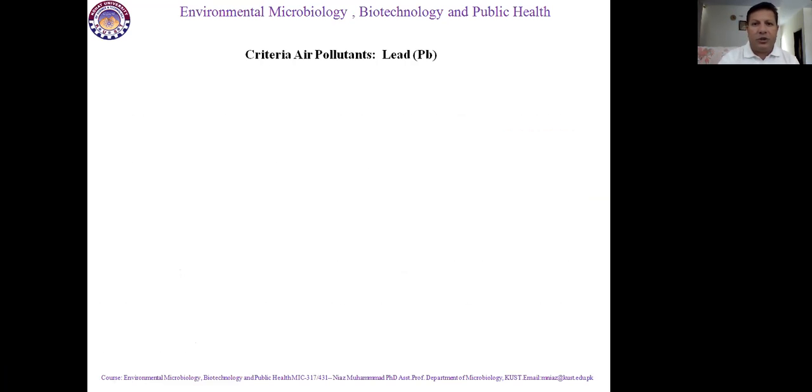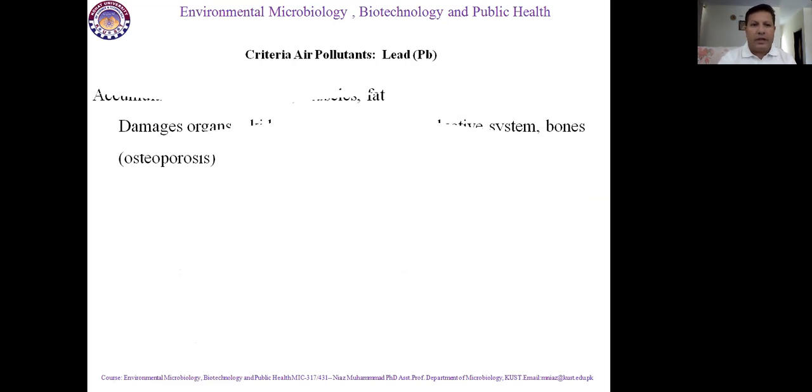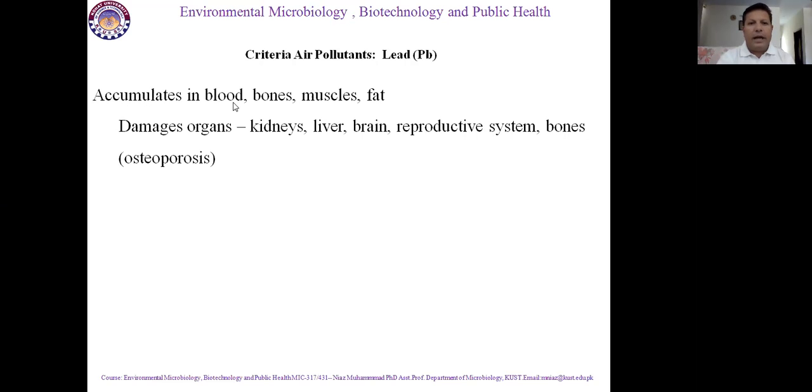It is in continuation of lead as a pollutant in the atmosphere and air. It accumulates in blood, bones, muscles, and fat. It is absorbed just like calcium, and it accumulates in blood, bones, muscles, and fat. Consequently, it damages organs: kidneys, liver, brain, reproductive system, and bones, and in bones it causes osteoporosis. So these are the negative effects of lead. We should be careful that lead should not go into the atmosphere.